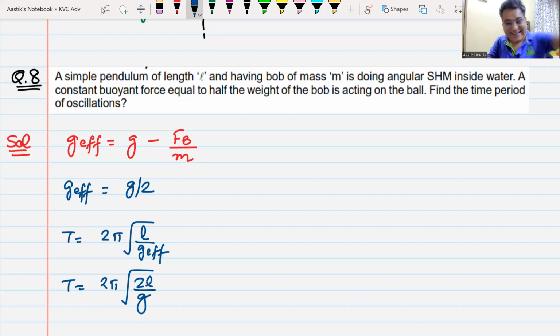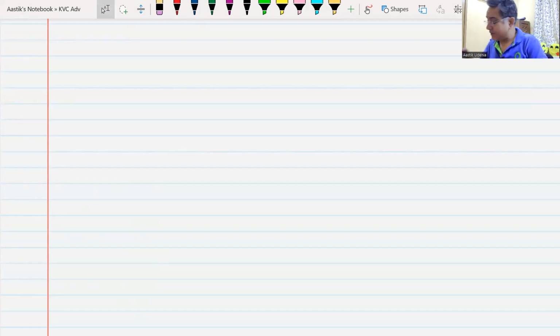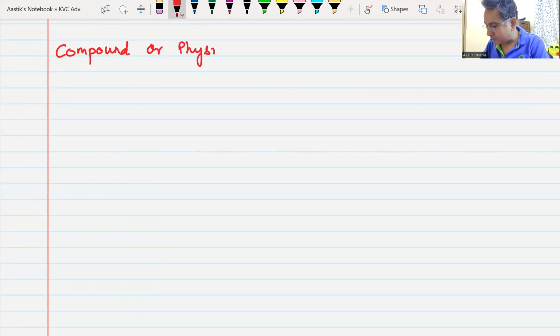So we come to the next heading, one of the last headings of SHM. That is known as compound pendulum or physical pendulum. So that is the heading that we are going to write, compound pendulum. Or you can also call it a physical pendulum.